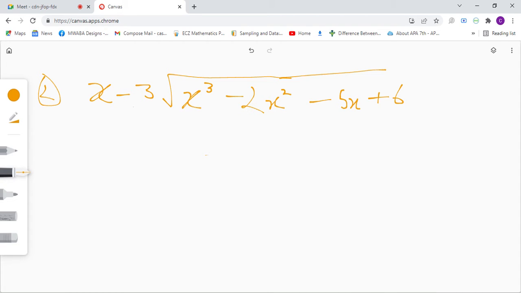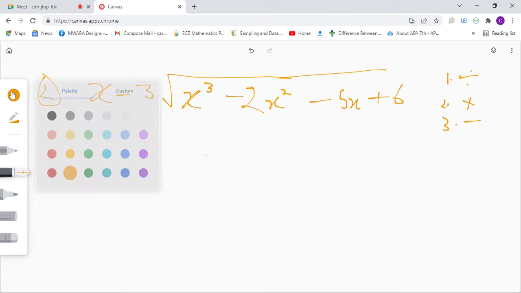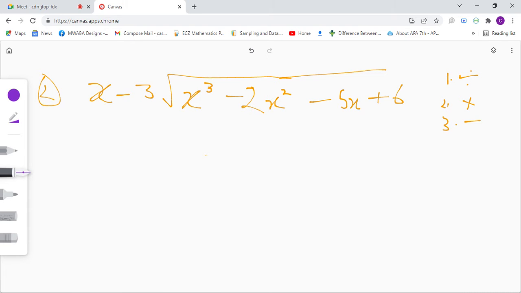All right, so we've got to divide x minus 3 into x cubed minus 2x squared minus 5x plus 6. Remember, in long division of polynomials, the steps are divide, multiply, and subtract. So we're going to divide. What are we going to divide? The leading term in the polynomial. And what is our leading term? It's x cubed. We're always going to be dividing the leading term by the x variable here.